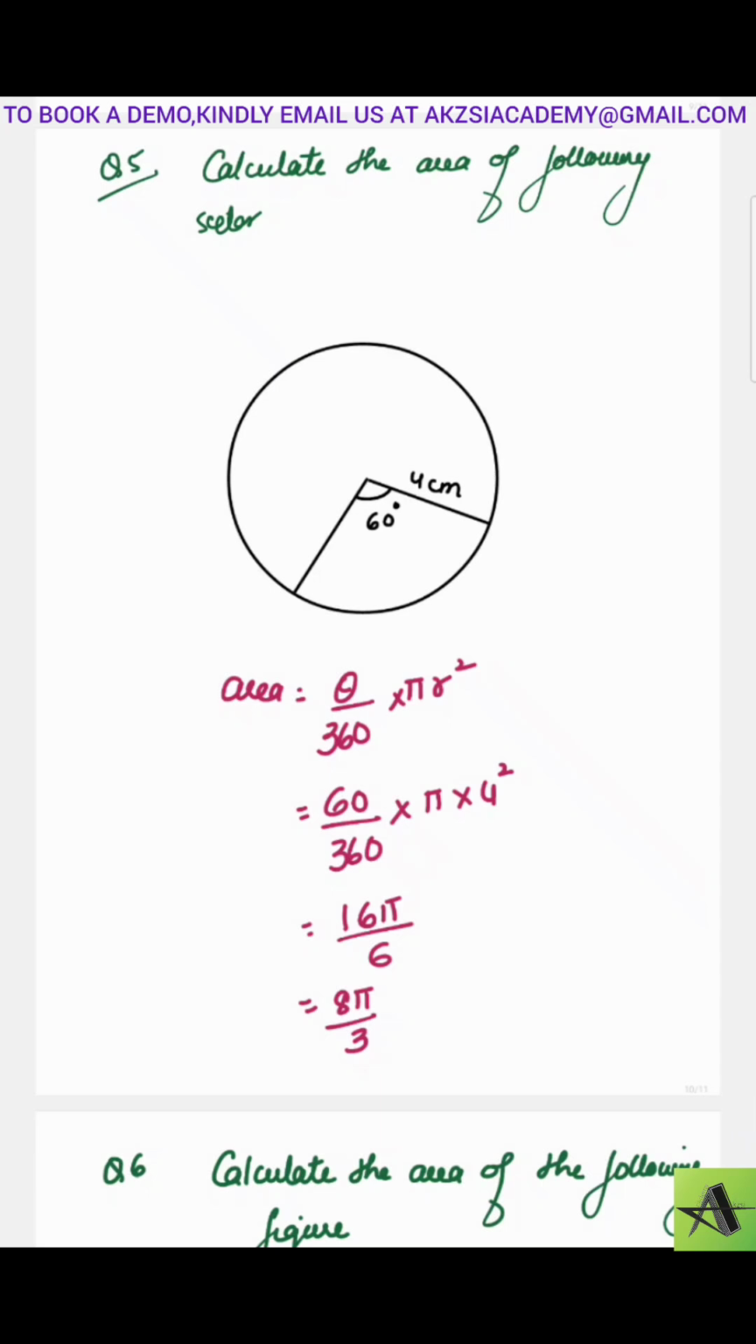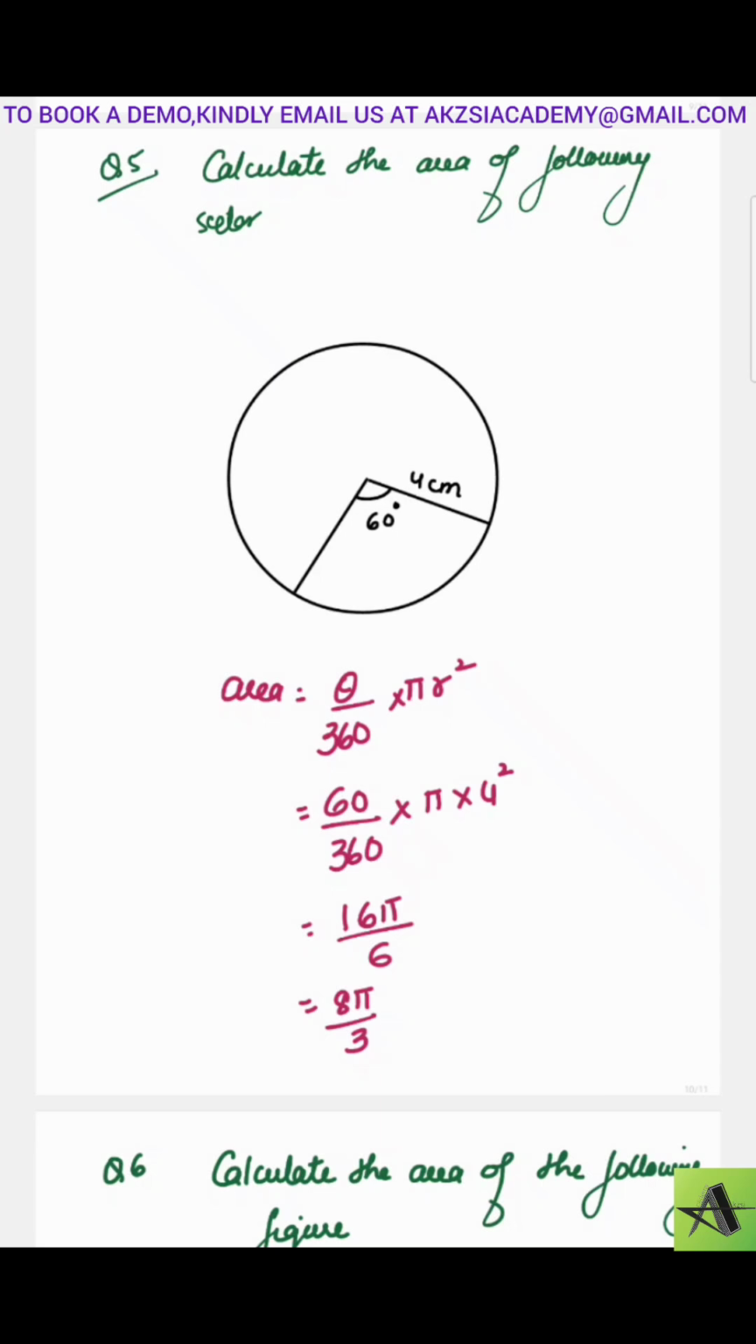So either you can leave your answer like this, or substitute the value of pi. It all depends on what kind of paper you are giving. If it's a non-calculator paper, then leave your answer as it is, 8 pi over 3. But if it's a calculator paper, that means they're definitely expecting you to use the calculator, put in the value of pi and give the answer.